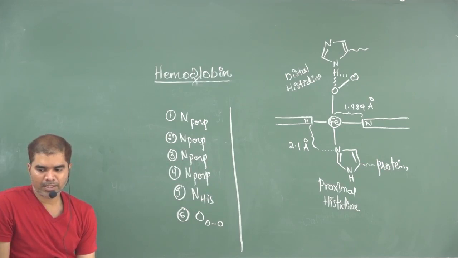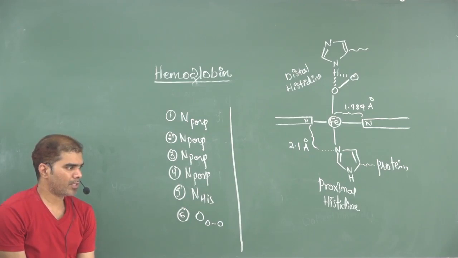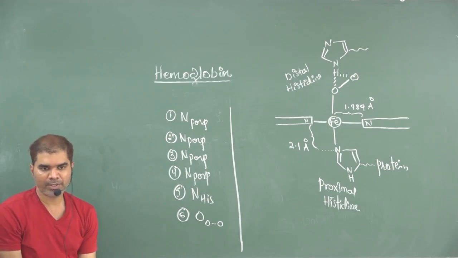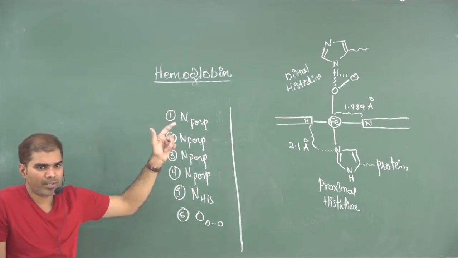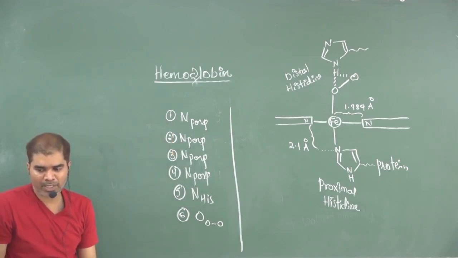Next, 6th coordination site is occupied by O2. Next, most important point, what is the bonding mode of O2? Bonding mode, end on terminal. Bonding mode of O2 is end on terminal.